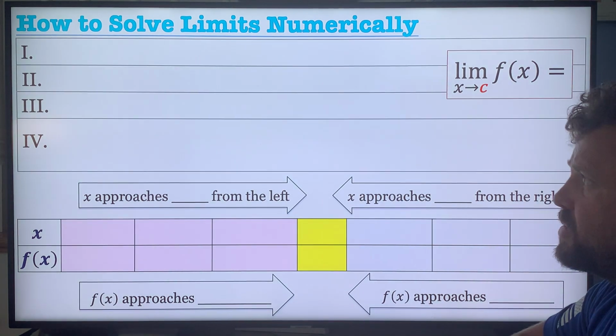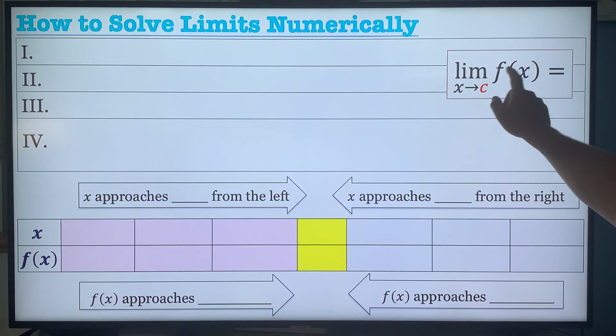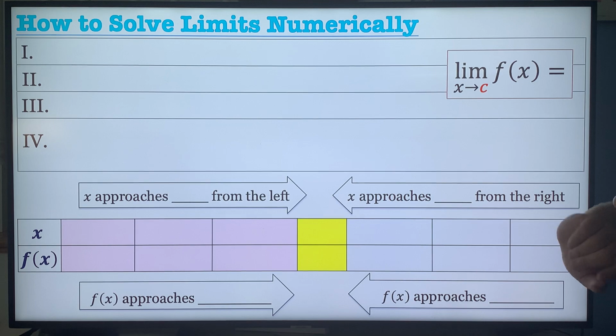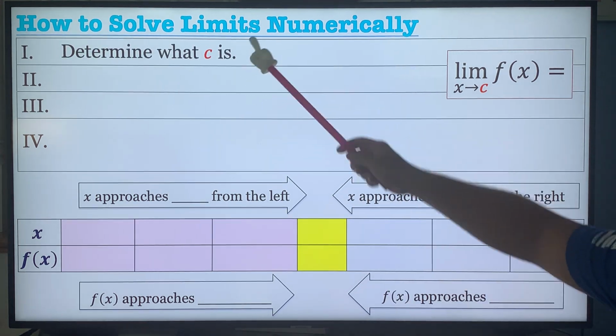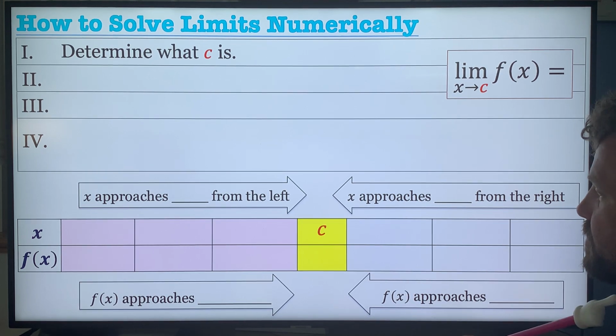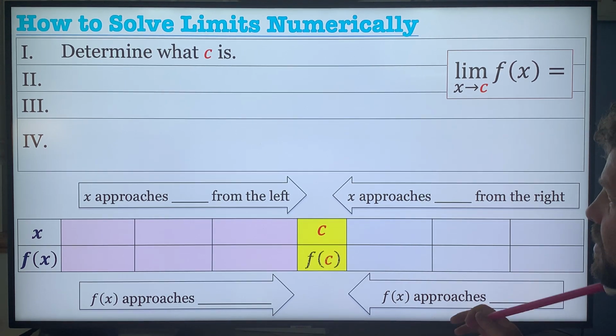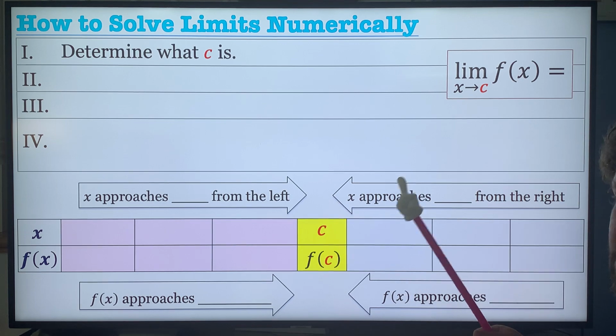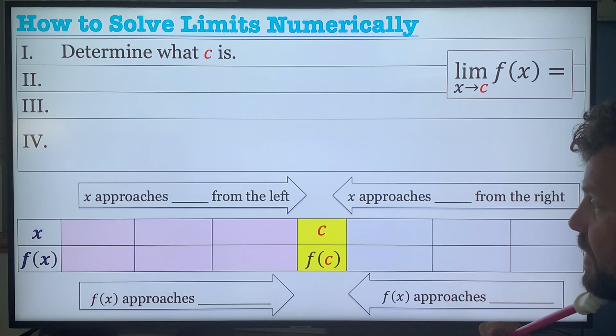This is like one of the first lessons we did here. Really quick, going over it all. Limit of f of x as x approaches c. C is the number that is going to be in our middle. So first thing, you determine what c is. How? You just look to see what c is, and you plop it right there in the middle. Then you take c and you're going to plug it into your equation. Maybe you get an answer. Most likely you won't. That would be your f of c.